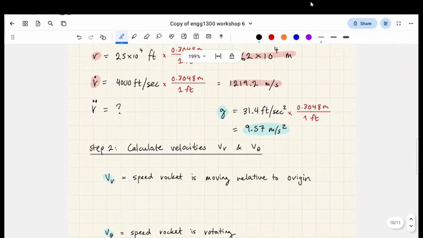So basically, VR. Here's where I cut myself off earlier, because I prefer to have the definitions in front of me as I'm explaining it. So VR is basically the speed the rocket is moving relative to the origin, the origin being the satellite. And then v theta is the speed the rocket is rotating. Okay, that helped me understand it a bit better.